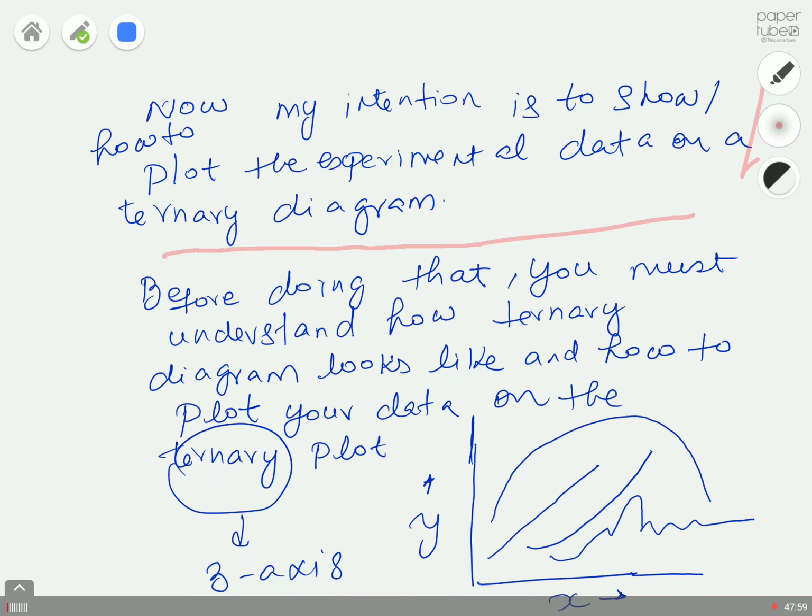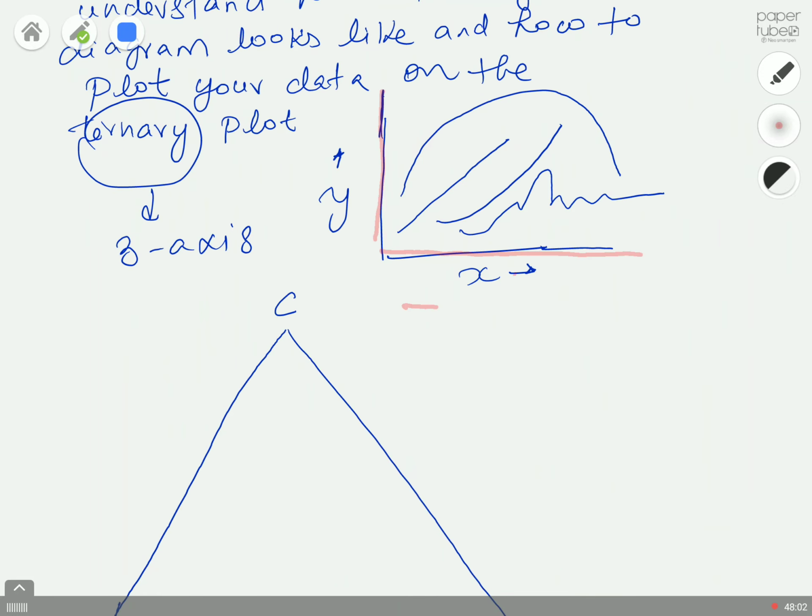I'm 100% sure everybody might have plotted something like this: x on the x-axis, y on the y-axis, and then you might encounter these types of relations. Say this is y equals x, this is a parabolic curve, this is some power law, and this is some relationship between x and y. Obviously no correlation exists. So you know how to deal with these 2 dimensions.